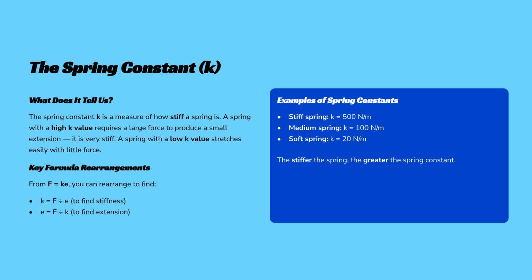The spring constant, K, measures stiffness. A high K value means a stiff spring, requiring more force to stretch. A low K value indicates a soft, easily stretched spring. You can also rearrange the formula to find K or the extension.